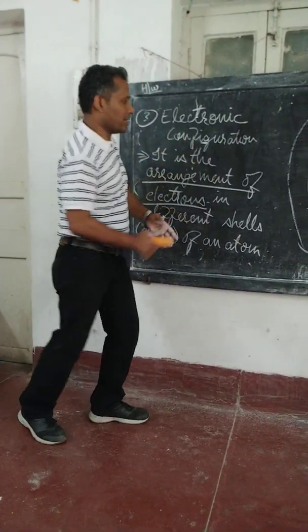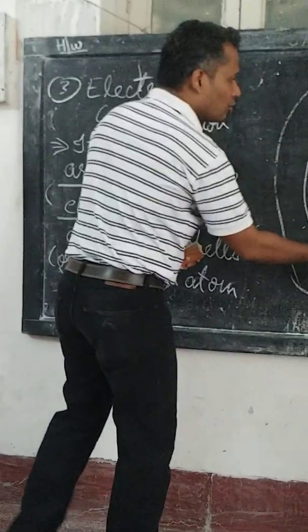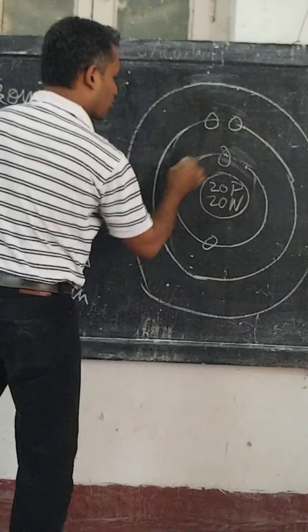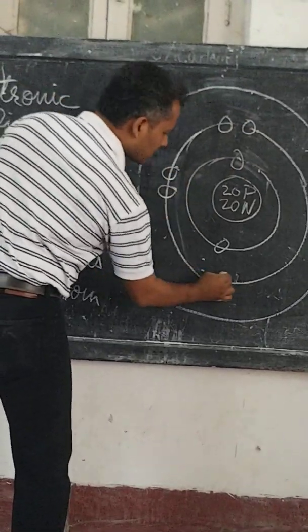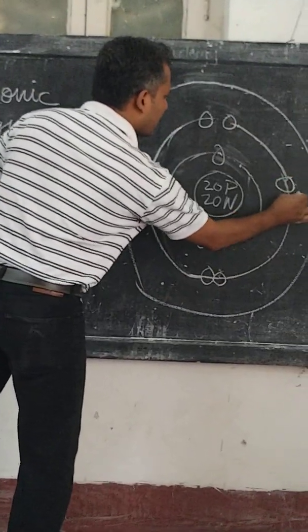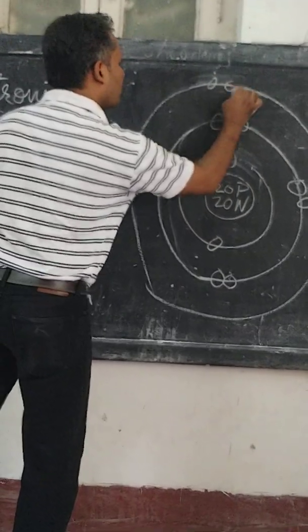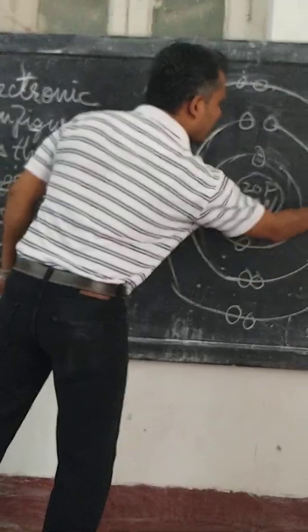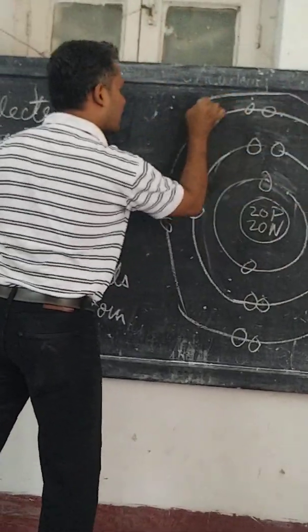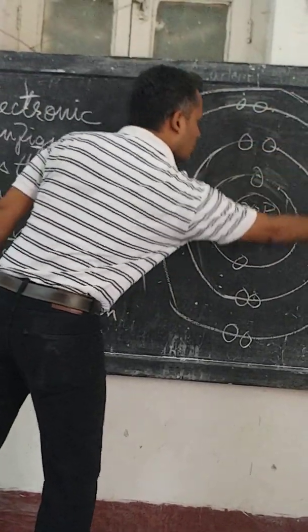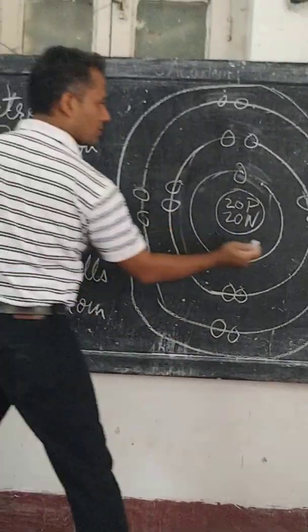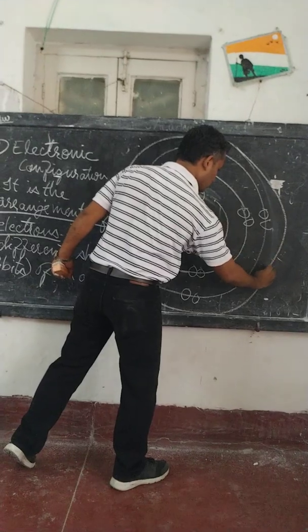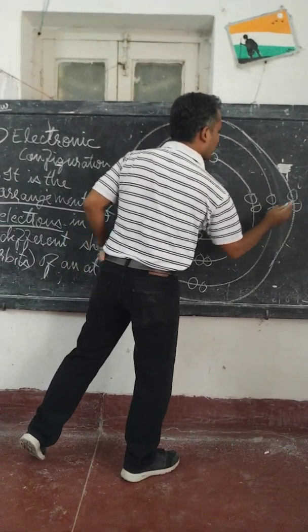It is an arrangement. For example, in the first shell, you will have 2 electrons. In the second shell, you will have 8 electrons. In the third shell, you will again have 8. And in one more shell, the last shell, you will have 2 electrons.